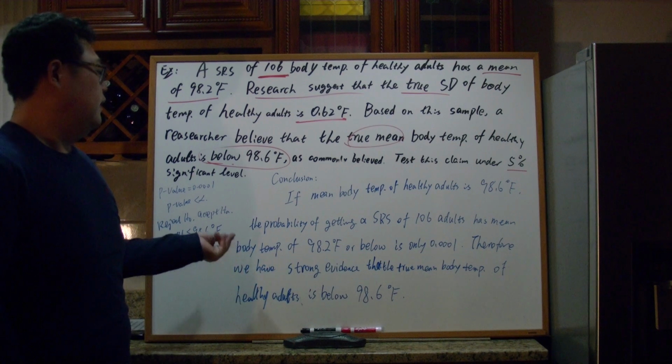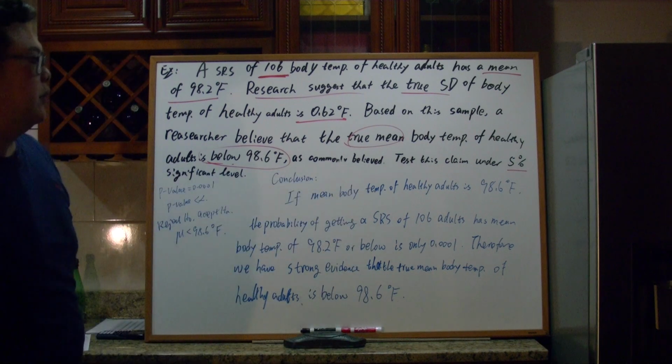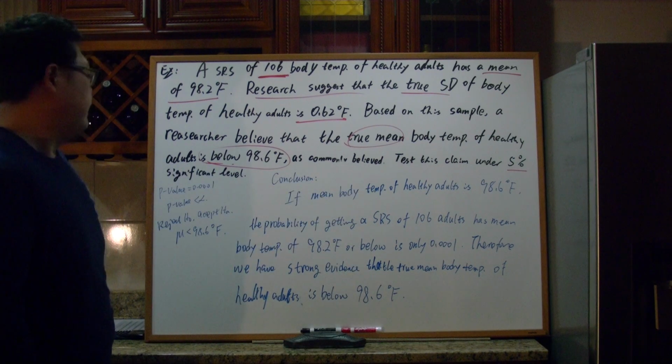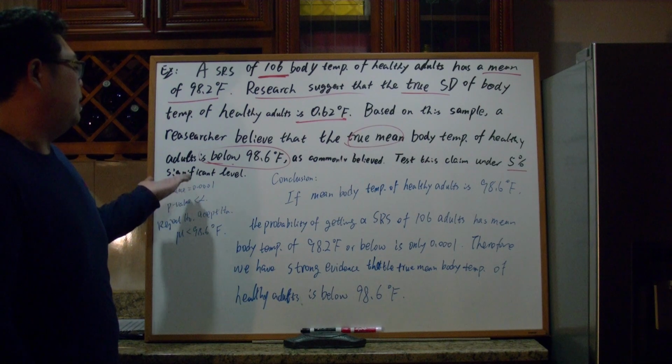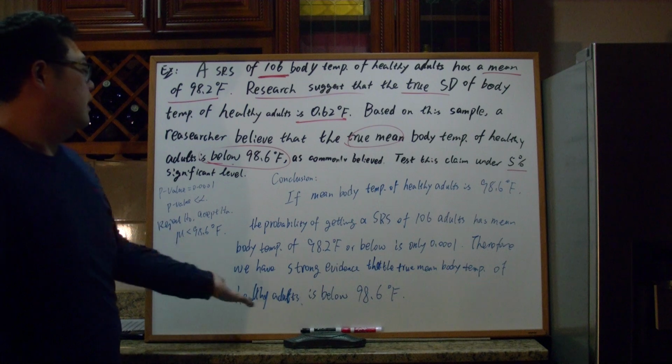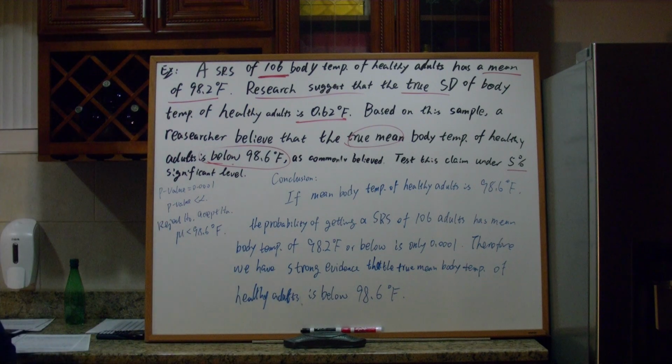So it is very unlikely to happen if the body temperature was 98.6, so we have very strong evidence to support the claim that the true mean body temperature is below 98.6 degrees Fahrenheit. Okay, so that was the full procedure of how we do the math and how we do the conclusion here.